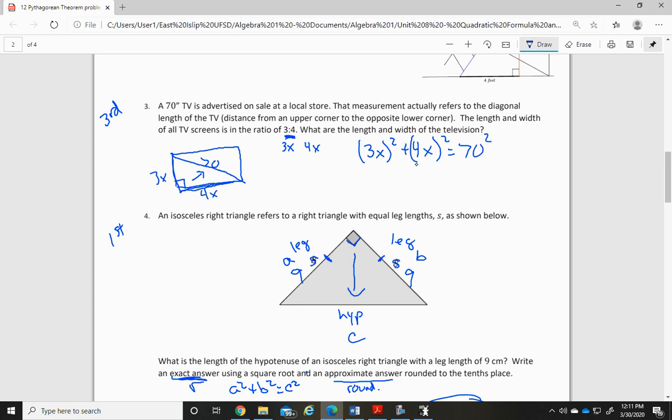Notice how I put the 3x in parentheses and the 4x in parentheses. It's necessary, actually. Get used to always substituting things in parentheses when there's multiple factors that we have to worry about. So this is really a 9x squared plus a 16x squared equals 4,900. I can combine my like terms. 25x squared equals 4,900. Divide both sides by 25.